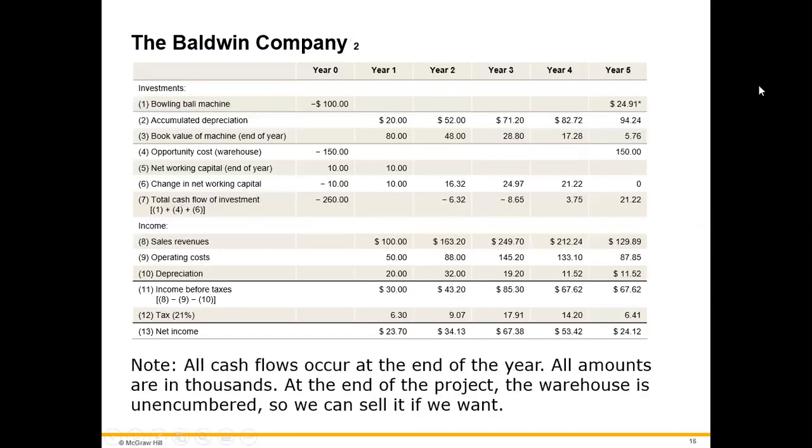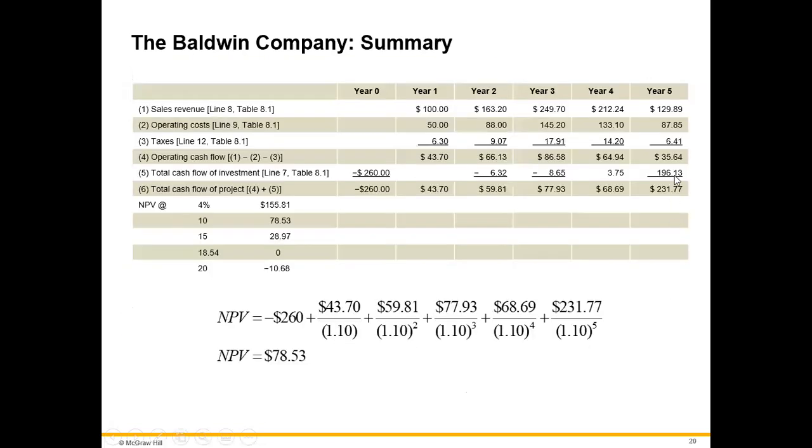So there's our original analysis. Here's what it is. It's the $24,910 from selling the bowling ball machine after we paid the taxes. The $150,000 when we sell the warehouse. And the positive cash from the decrease in net working capital. So that money will come back to us. Those 3 amounts added together give us 196.13. So the total cash flow for year 5 will be 231.77.